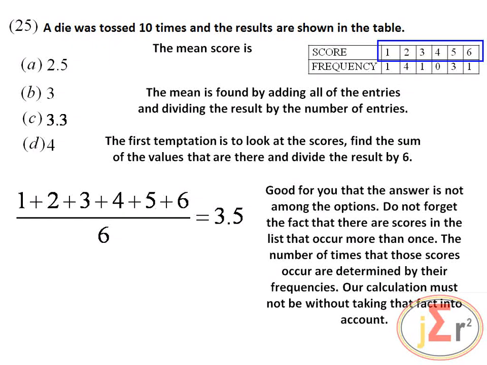Do not forget that there are scores in the list that occur more than once. The number of times that those scores occur are determined by their frequencies. Our calculation must take that fact into account. Right. So there we have your frequency row, with, of course, here and here some scores occurring more than once.